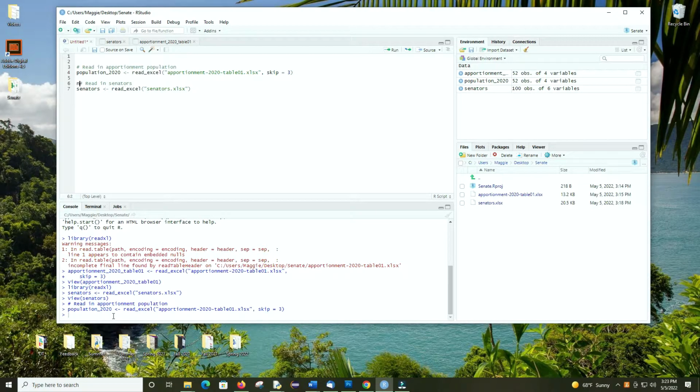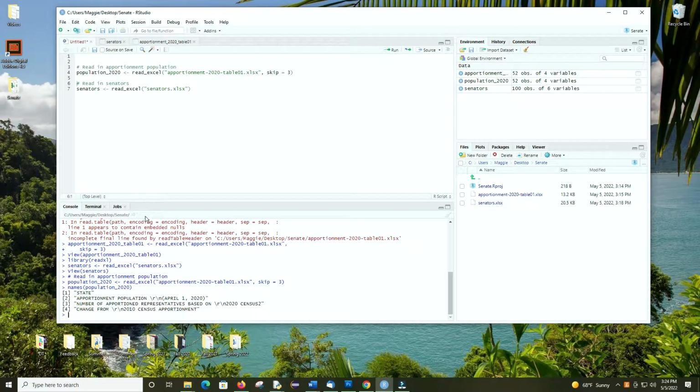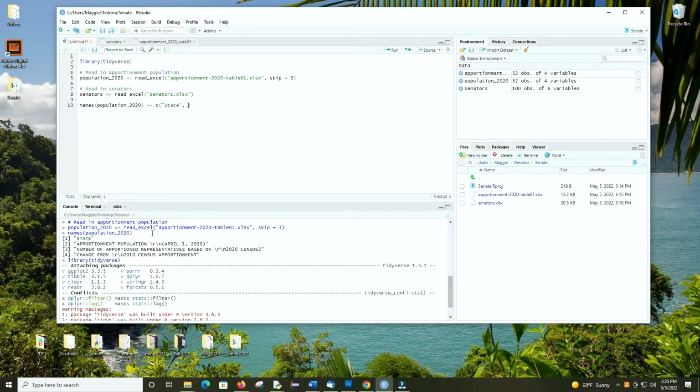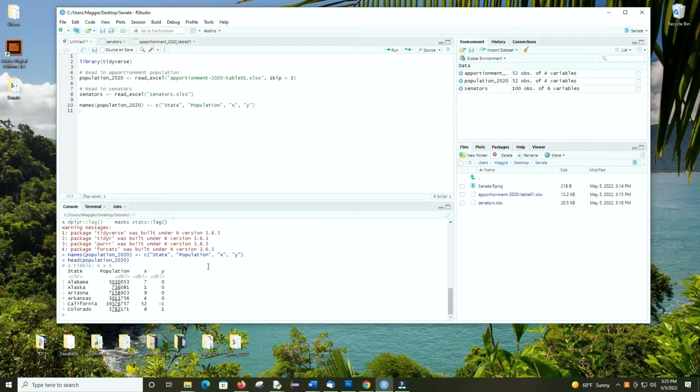Let's change the name. So let's look at name, down here. Okay, so let's just change that. All we need is the state and the apportionment population, and we can just change those two to state and population. Okay, good.